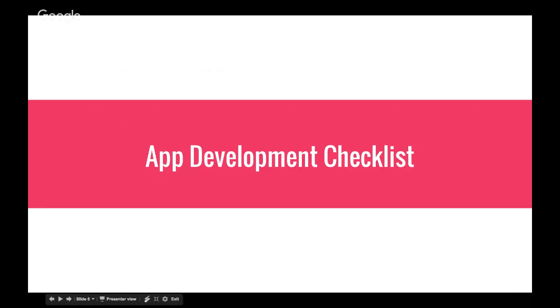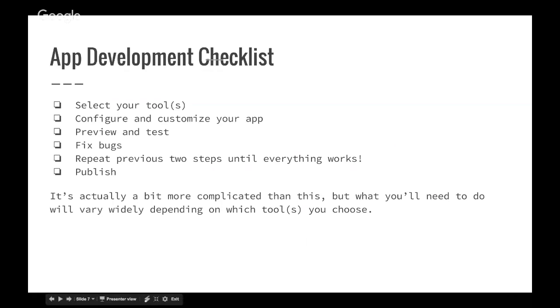All right, so now we're going to take a look at my very, very simplified app development checklist. This used to be much longer and more detailed, but I really want to just cut to the chase with this. So the first thing you're going to do is select your tool, which tool you're going to use to build your app, and we will go over several of the tools in just a minute.